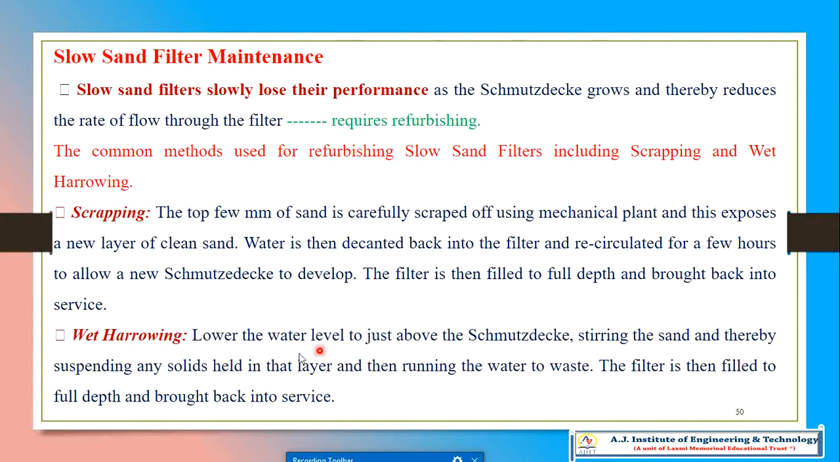Here, lower the water level to just above the Chemist deck, then stir the sand, thereby spreading any solid held on the layer, then run the water to waste. That's all. The filter is filled again to the full depth of water, then brought back into service. Okay, this is about the maintenance of slow sand filter, that is scrapping and wet harrowing.